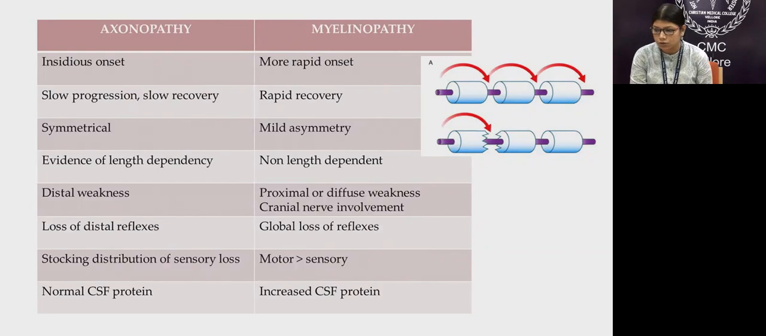Myelinopathy has a global loss of reflexes because the nerve fibers which conduct the impulses for the reflexes are the large fibers, and they have the maximum amount of myelin because of the faster conduction of the impulses. Now, once the myelin is destroyed, the reflexes will also get lost if the large, faster conducting myelinated axons are affected, of which the myelin sheath is affected. Myelinopathy is motor more than sensory.